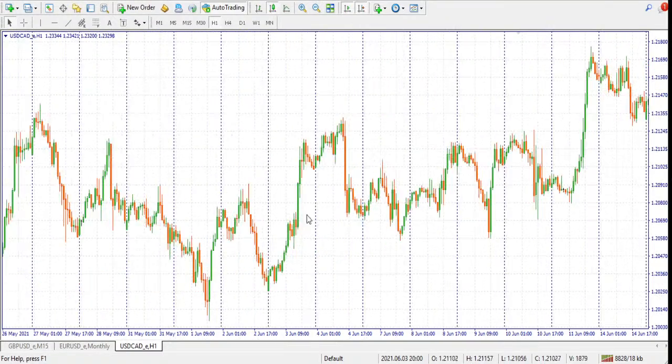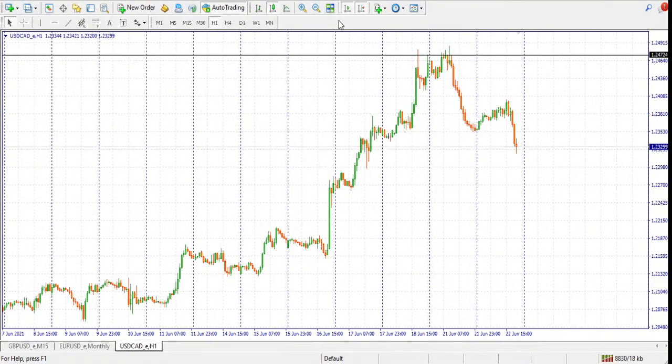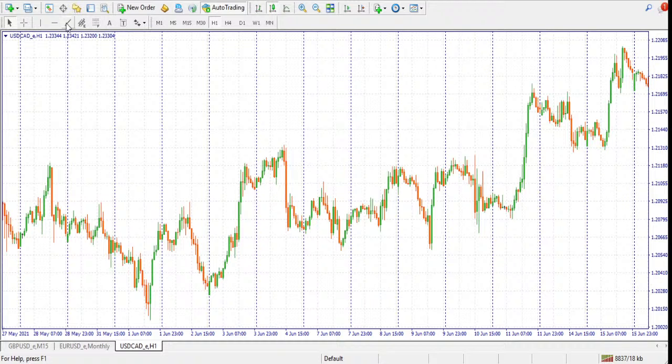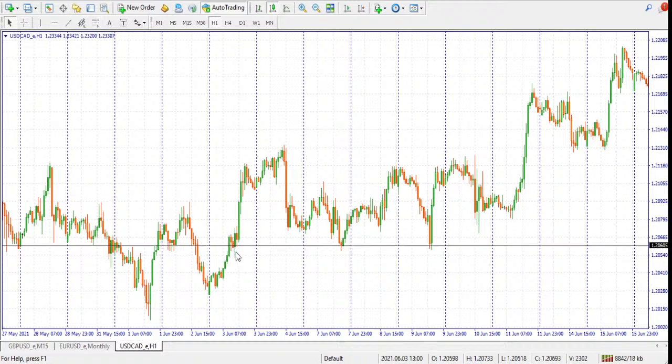We'll get another example. There's another level here. We have a level here. You can see the price went up. It came back the first time, the second time, and the third time. This becomes a support.